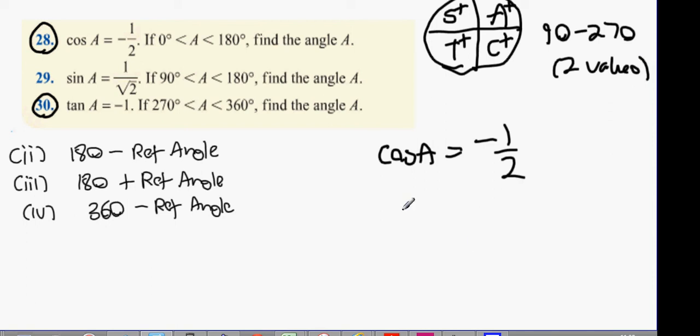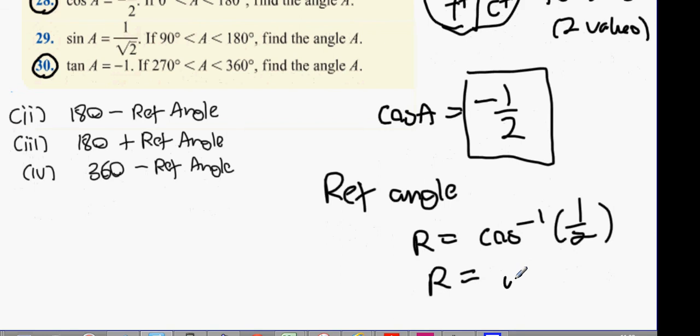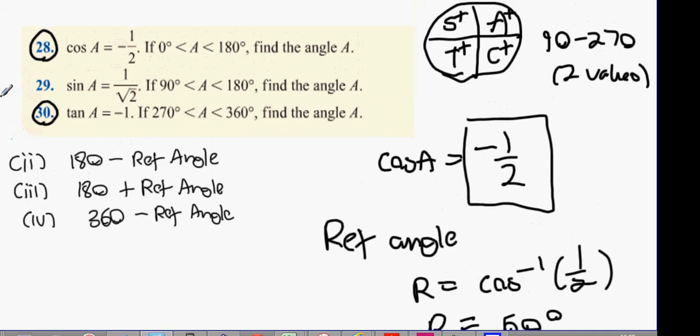Okay, first of all, calculate your reference angle. What did I say about reference angles before? You ignore the fact it's negative. Ignore that. And what I want you to do is the reference angle equals cos inverse a half. What is cos inverse a half? 60 degrees. Now guys, now that we know it's 60 degrees, which 2 quadrants did we say that the answers are in? Second and third. It's going to be 180 minus 60 and 180 plus 60.